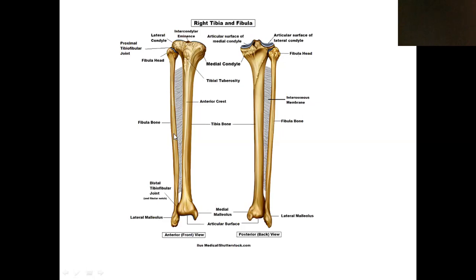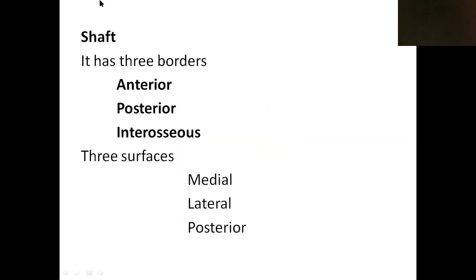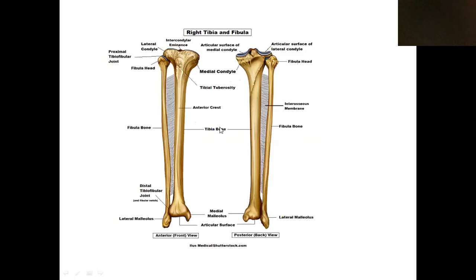Now, same as the tibia, the fibula also has three borders and three surfaces. Here the borders are anterior, posterior and interosseous. And the surfaces are medial, lateral and posterior. That's all about the shaft.